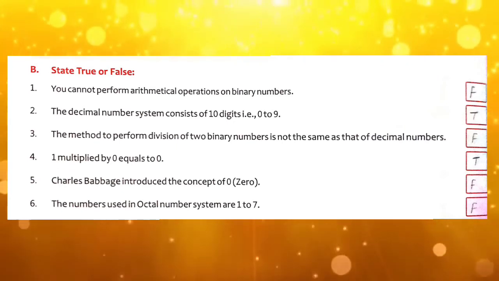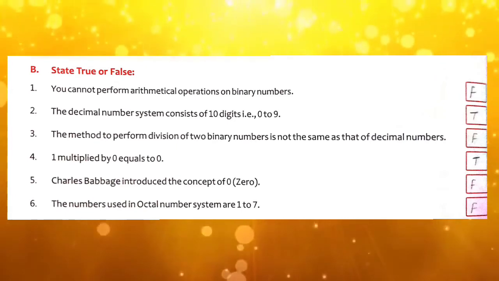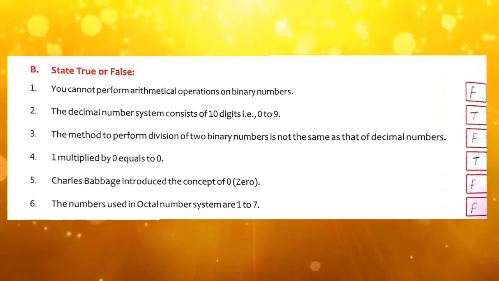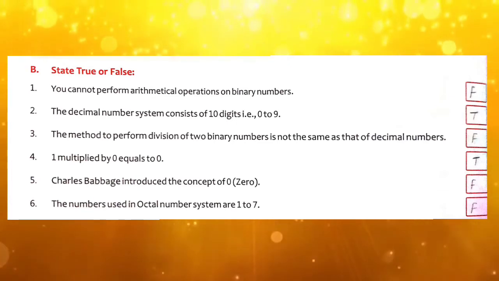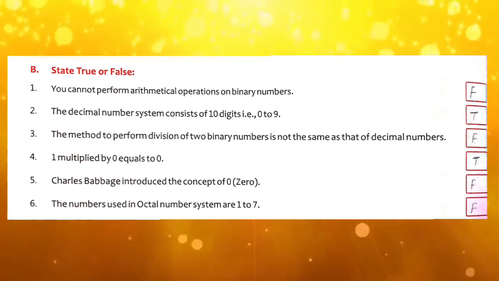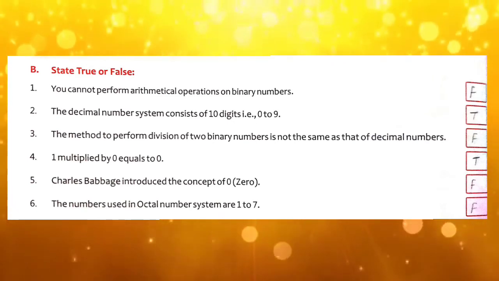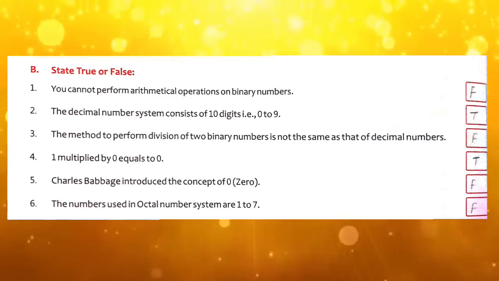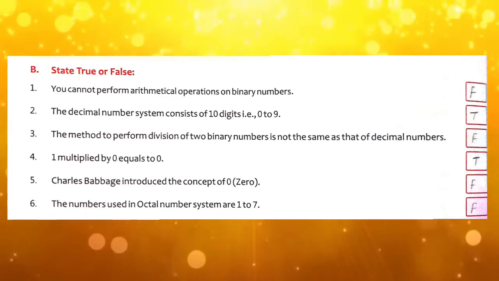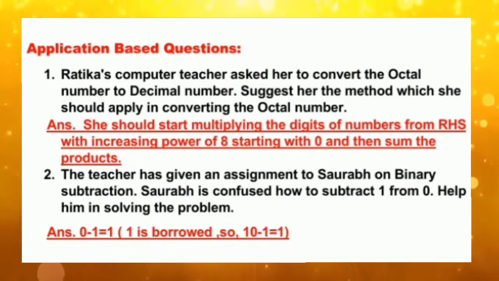Fourth is 1 multiplied by 0 equals to 0. So this is true. Fifth is Charles Babbage introduced the concept of 0. So answer is false. Who introduced the concept of 0? Aryabhat. Sixth is the number used in octal number system are 1 to 7. This is false because it uses 0 to 7. Next is application based question.